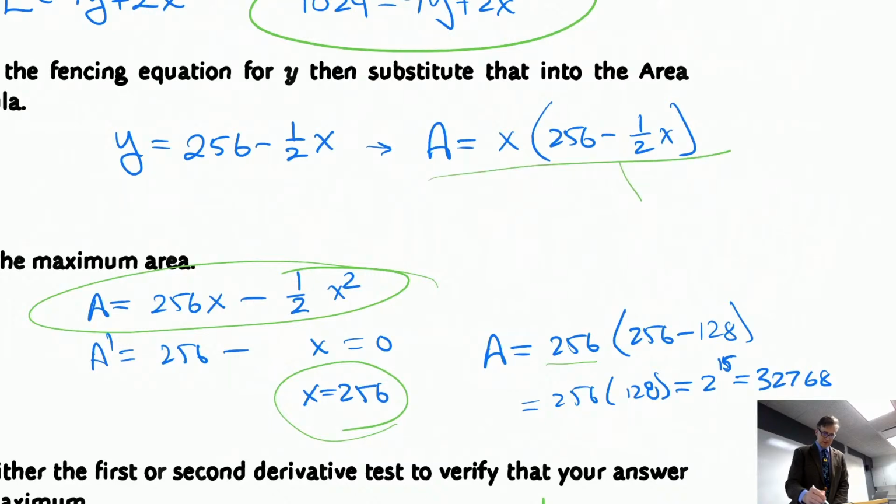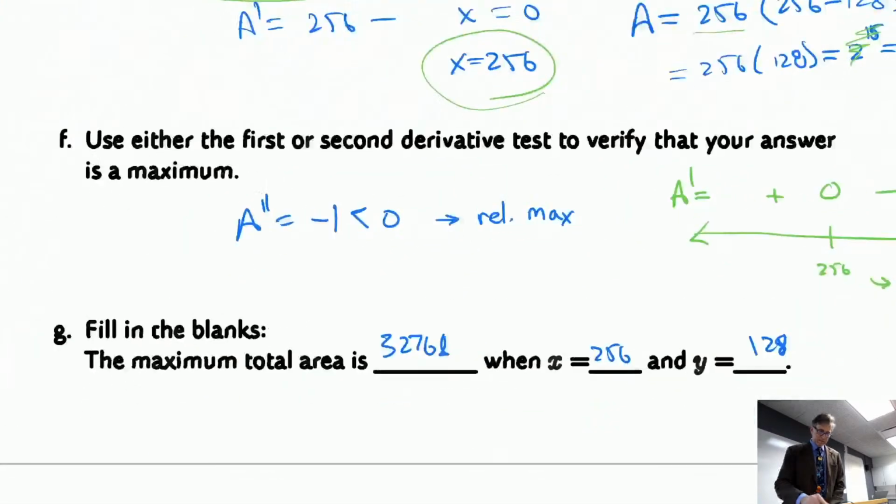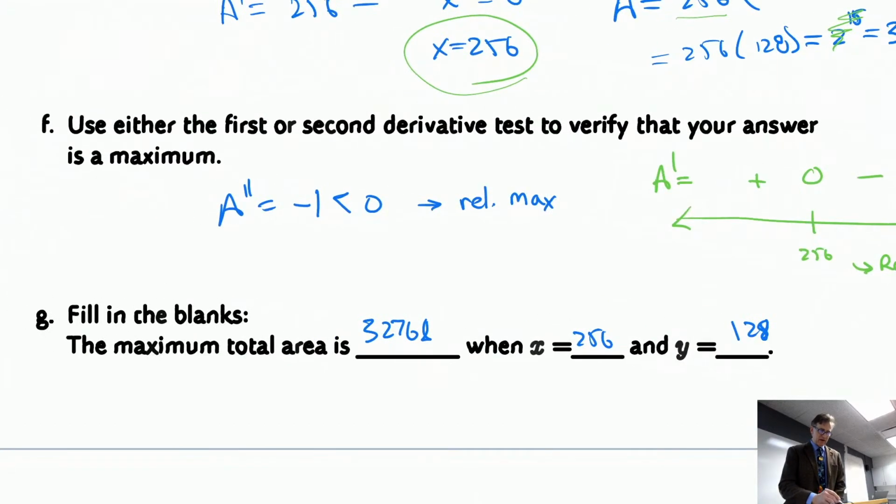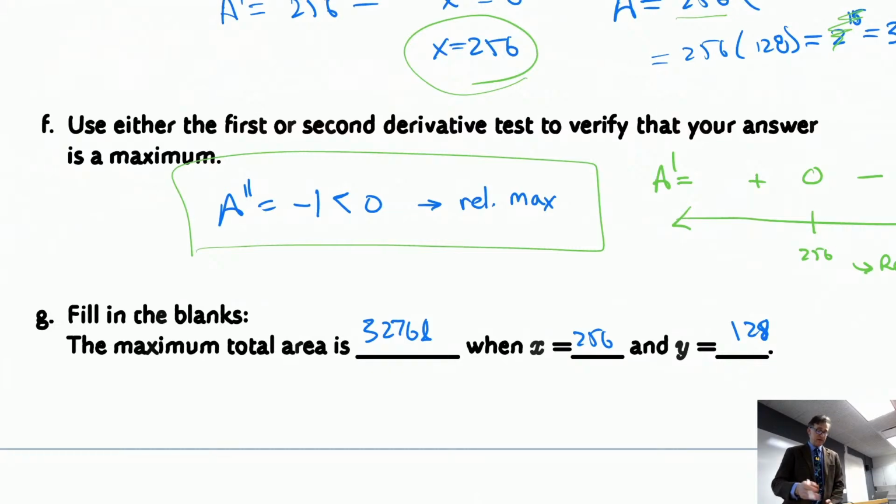Here's the formula. I used that formula because I thought that would be easier. Ignore this, that's just me thinking. But I got 32,768, which happens to be 2 to the 15th. So my final answer was 32,768 when x is equal to 256 and y is equal to 128. I did double check both ways. I did it using the second derivative test. Second derivative just happens to be -1 for everything, so relative max for sure.